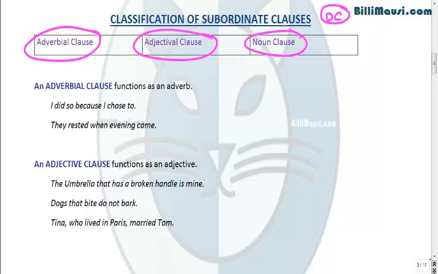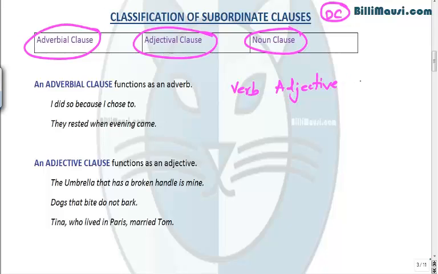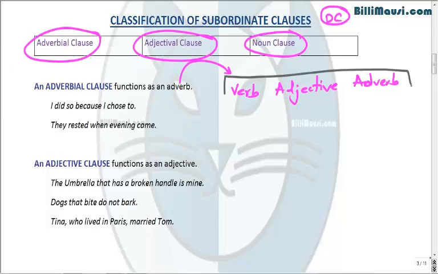Hope you know the basic meaning of an adverb. It qualifies a verb, adjective or another adverb. So what is the function of an adverb? It qualifies a verb, adjective or another adverb. However, we will be studying the entire adverb section in detail in another video. Let's see what are adverbial clause.